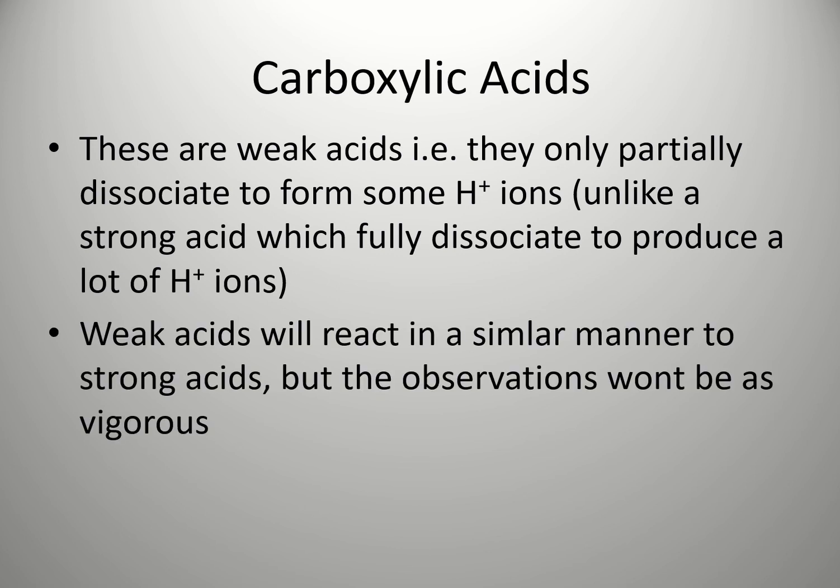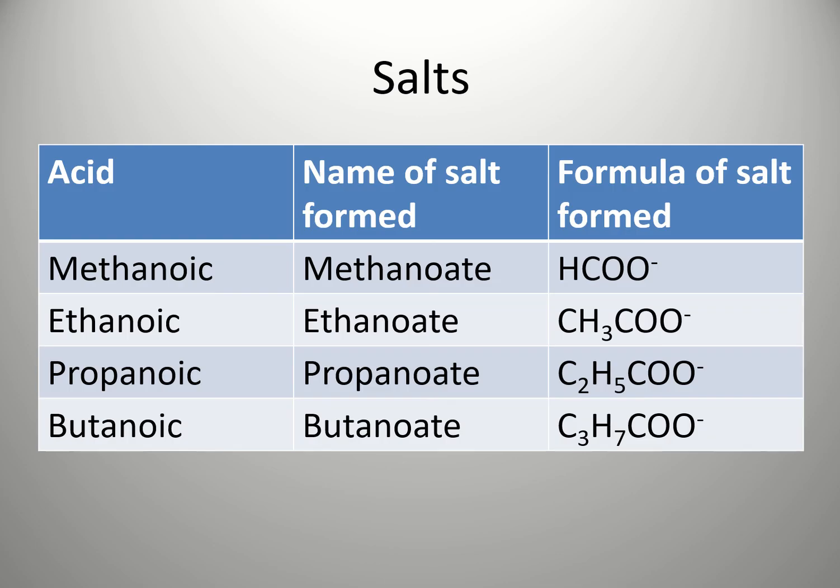Okay, but they will react in exactly the same way as strong acids. Strong acids were like our hydrochloric acids, our sulfuric acids, and our nitric acids, whereas our weak acids, our carboxylic acids, were ethanoic acid, methanoic acid, things like that. So they will react in exactly the same way as our strong acids, but just more slowly. They'll give out less bubbling, they'll dissolve a metal, for example, a bit slower. They'll not produce as much heat as a strong acid would.